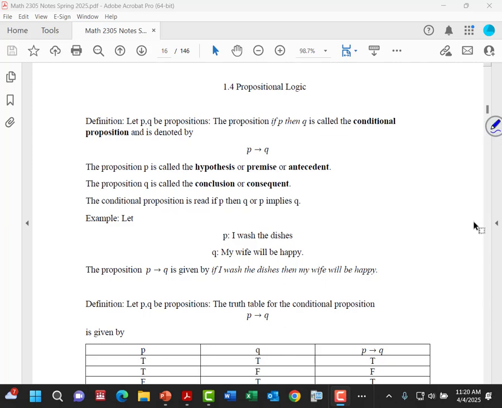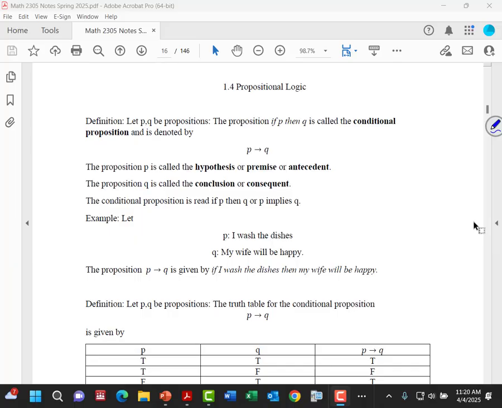Okay, so in this section, we want to begin to take a look at propositional logic. This will help us as we progress through primarily the next section when we introduce the idea of proving mathematical concepts. But first, let's define what's called the conditional proposition.